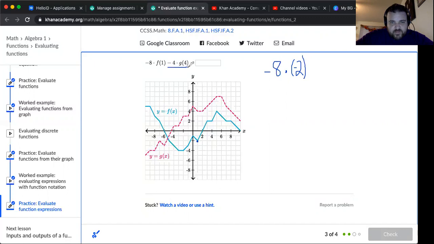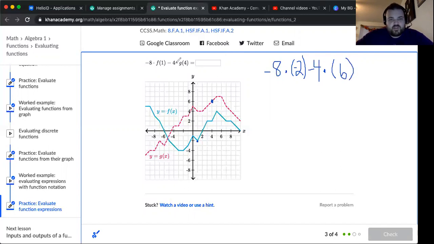Then we got to do the rest of this here. -4 times, I think I'm in the way, g of 4. So now I need to go to the g function, which is in pink. Go to 4 on the input and go up, find the g function right there. That's the point we're talking about, and the output is 6. So we're going to input 6 in place of g of 4 in our expression.